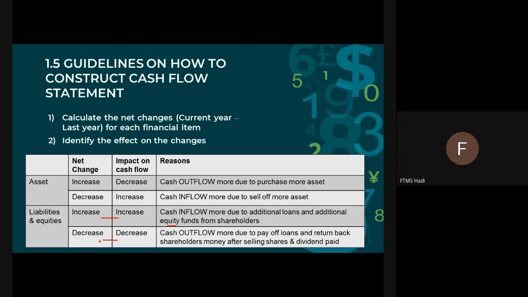And for decrease, this one is net change, liabilities and equity decrease. Why? Because liability decreases when you pay off loans. You reduce debt. And at the same time for equity, you return shareholders' money, the money that was invested before, after selling shares, and dividend paid. Sometimes dividend paid is also a decrease, because dividend paid means the company distributes profit to the investors or shareholders. So remember, asset is the reverse, but for liabilities and equities it is the same.